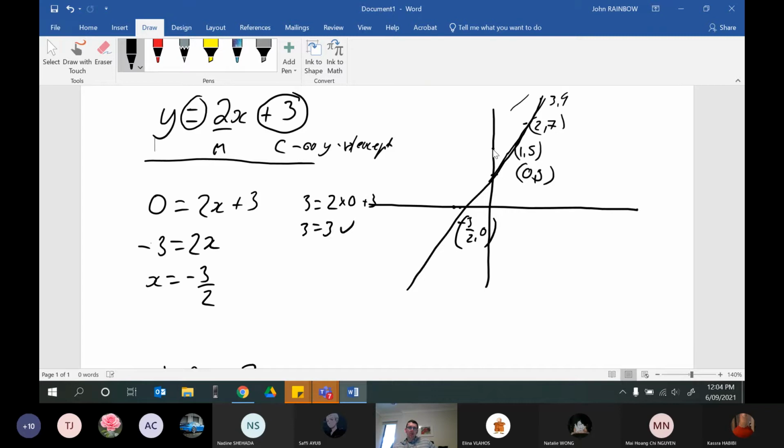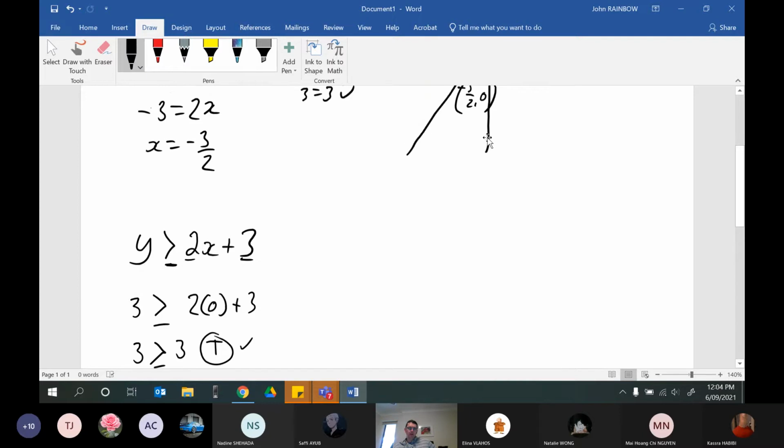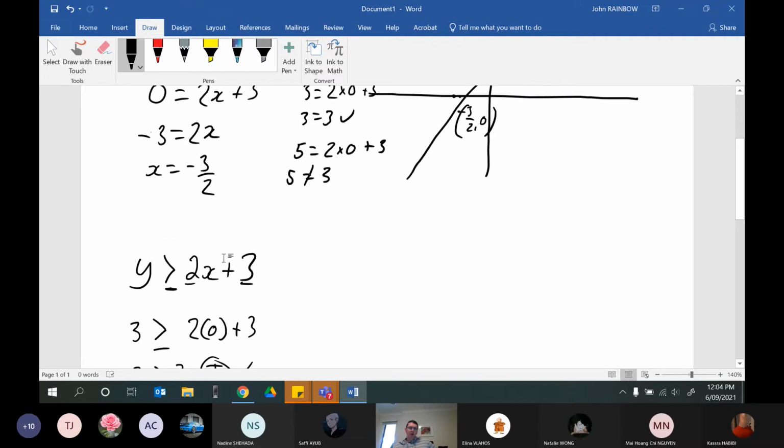If I put in a point, let's just say (0, 5), let's see if that's true. Obviously, it's not. We're going to say, well, 5. We're trying to see if the left-hand side equals the right-hand side right here. So if I go 5 equals 2 times 0, because that's x and that's y, plus 3. 5, does 5 equal 3? No, it doesn't. But when we're dealing with inequalities, it kind of changes.